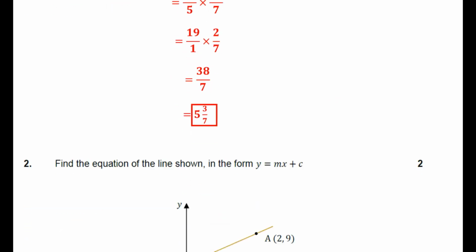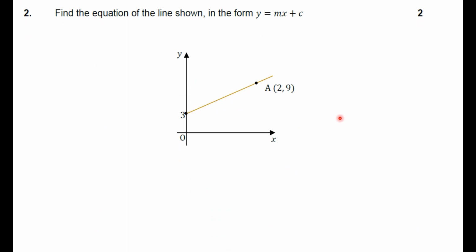Next question. We want to find the equation of this straight line, and there's a form. The form is y equals mx plus c. Now we know c already because it's equal to 3. It's where the line cuts the y-axis. Now we've got two numbers to make up point A. We put them into this formula. So 9 is y and 2 is x.